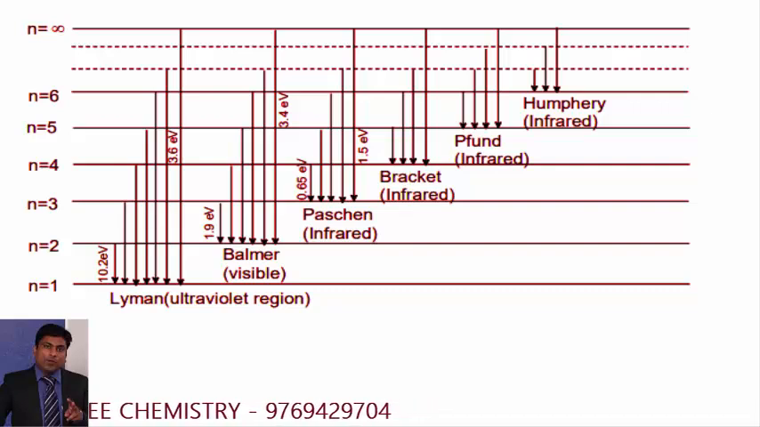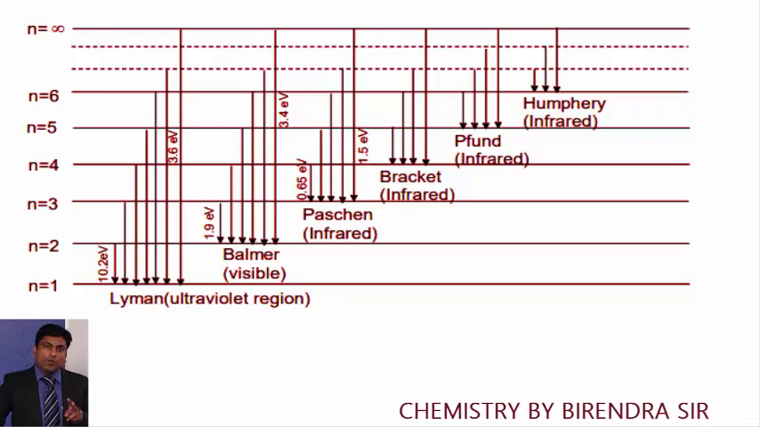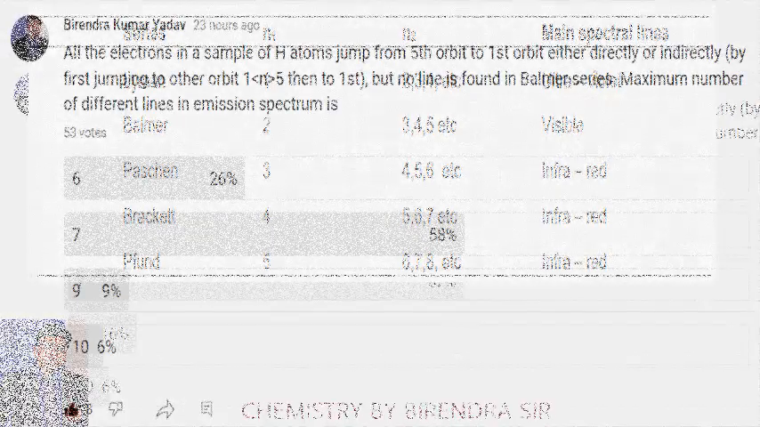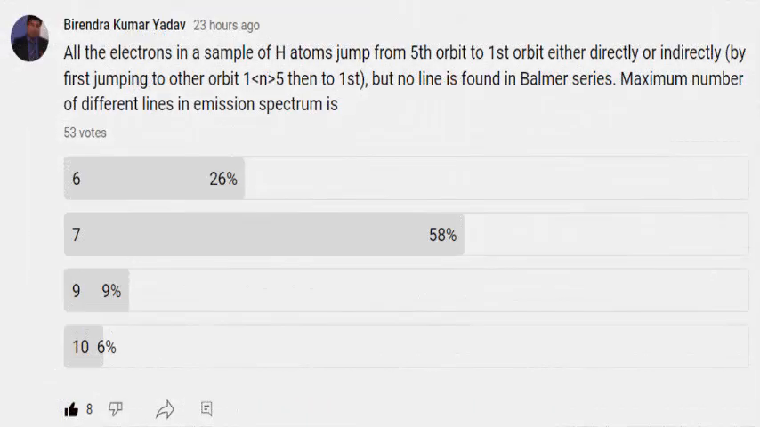You can see all the transitions of electrons from higher energy orbits to the first orbit will give the Lyman series. All the transitions from higher energy orbits to the second orbit will give the Balmer series. Similarly, the Paschen series, Brackett series, Pfund series, Humphreys series. Now our question says all the electrons in a sample of H atoms jump from the fifth orbit to the first orbit, and we need to avoid lines of the Balmer series.